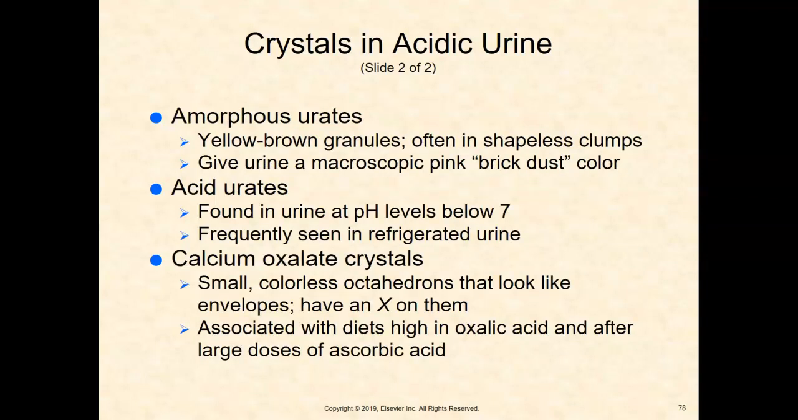The next ones on this slide are in acidic urine and are actually considered normal. So acidic urine is usually having a low pH, usually around 5 or 6. It's usually below 7. Amorphous urates are a big reason as to why I like to run a urine when it's hot off the press.